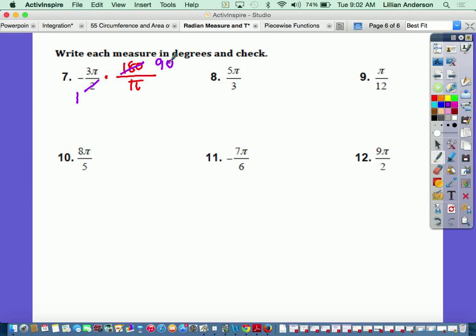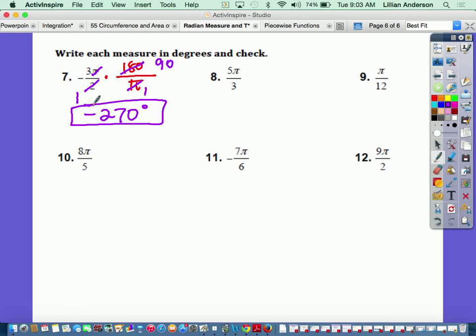Is there anything that goes into 3 pi and pi? So I can cancel out my pi. Now I can multiply straight across. Negative 3 times 90 is negative 270, and 1 times 1 is 1, and there's my degree, negative 270 degrees. I would have gotten the same thing if I multiplied straight across. I just would have been dealing with a bigger number. 3 times 180, which is what, about 540, divided by 2. But I still would get the same answer.